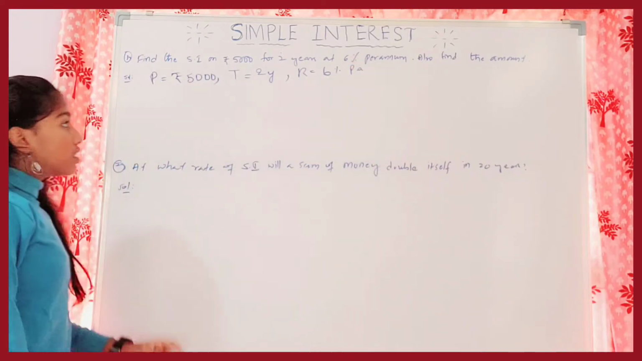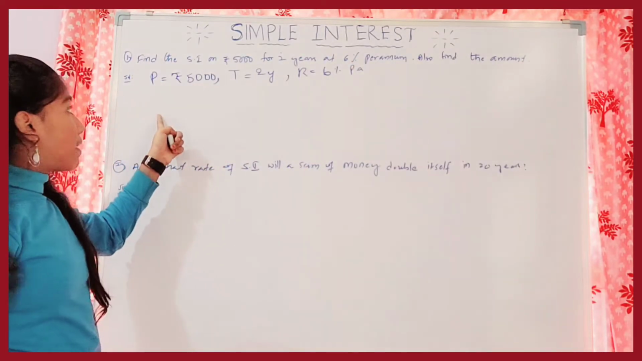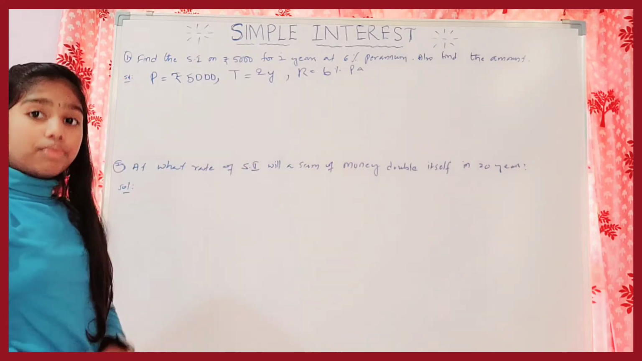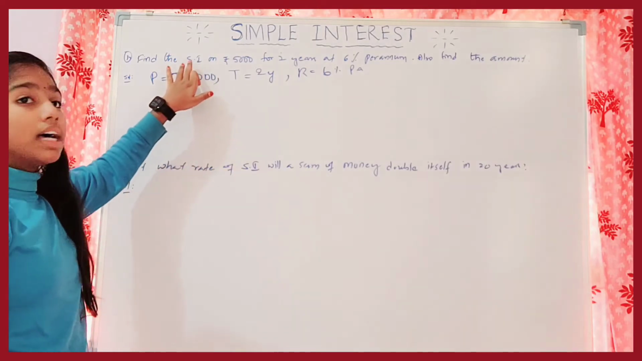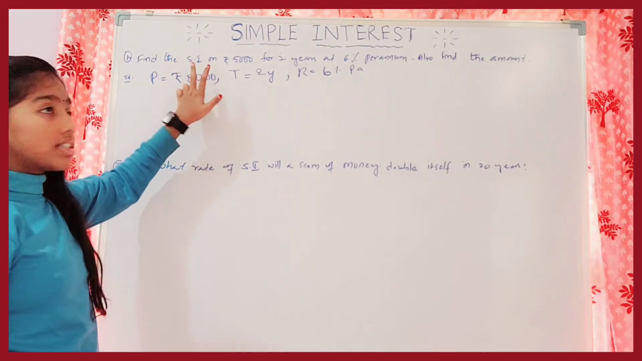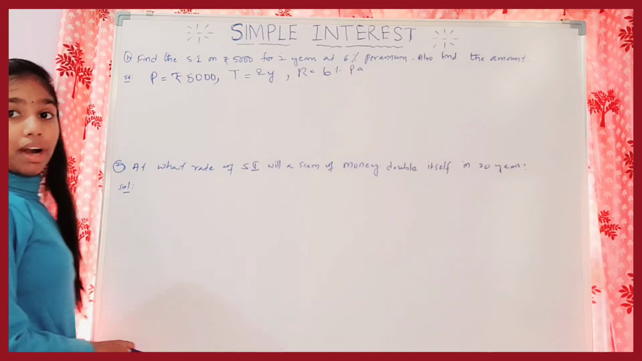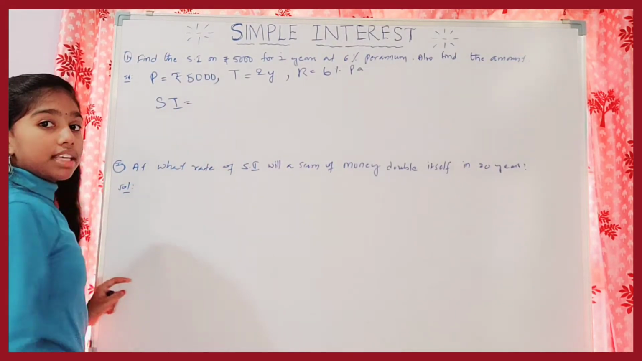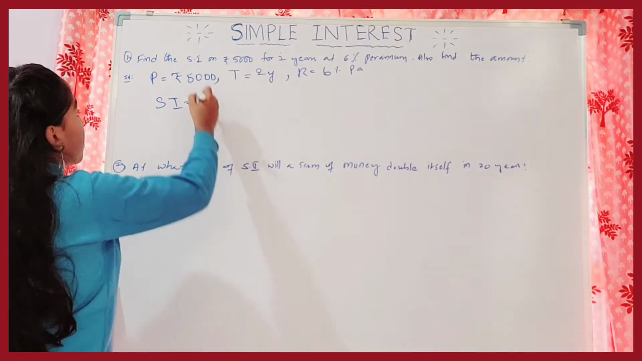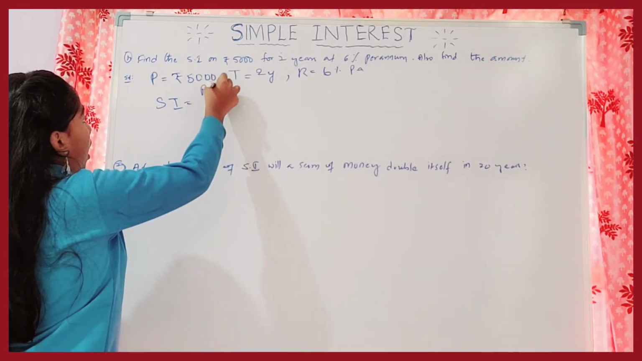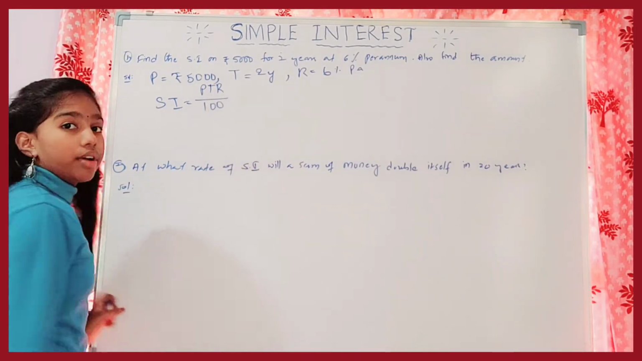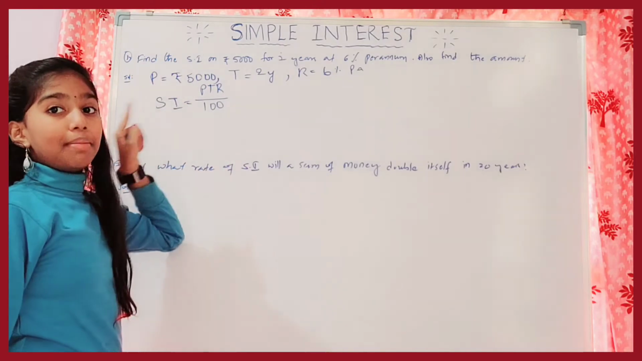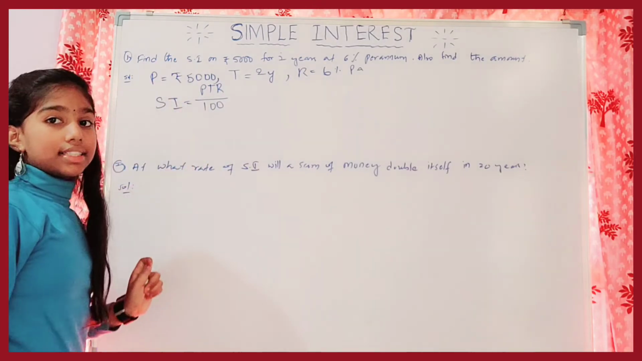Here principal is given, time is given, and rate is also given. Now we need to find the simple interest. First they told us to find the simple interest, and we know the formula for it. SI, simple interest, is equal to PTR by 100, that is principal into time into rate by 100 is the formula.